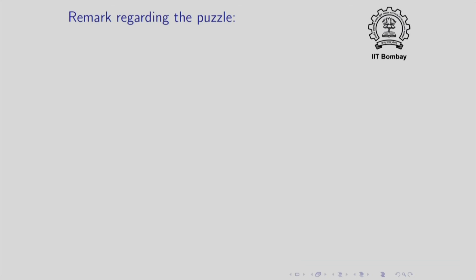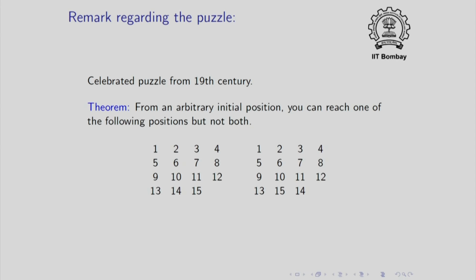So, let me make some comments about this puzzle. It turns out that this is a fairly celebrated puzzle. It was invented in the 19th century, and it has some interesting mathematical structure. In fact, you can prove the following theorem about it. From an arbitrary initial position, you can reach one of the following positions, but not both.